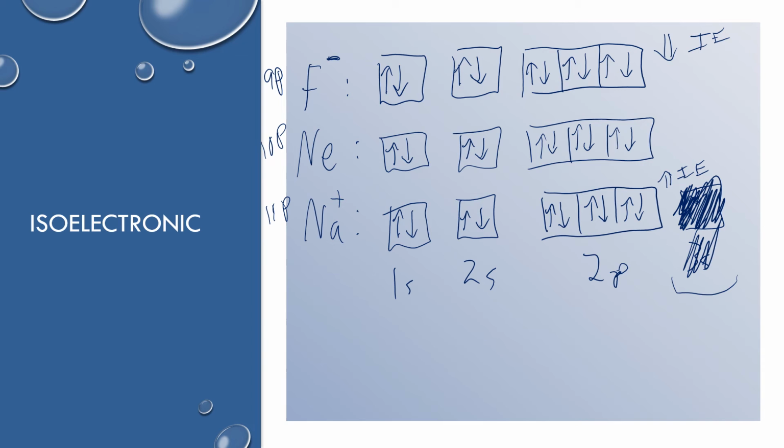So that's how you would compare a set of isoelectronic species. You have to look at the electrons, but more importantly, we're looking at the protons.